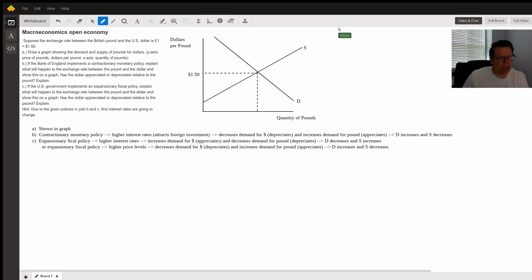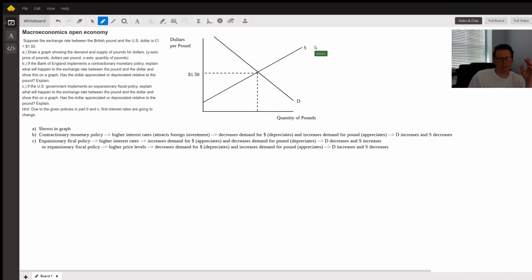Now for part B, this is the Bank of England implementing a contractionary monetary policy. The word there is monetary. So that's going to have a direct effect on interest rates, because when you engage in contractionary monetary policy, you sell bonds, which in turn drives up interest rates. It lowers the price of the bonds, higher interest rates. And that's what I wrote down here.